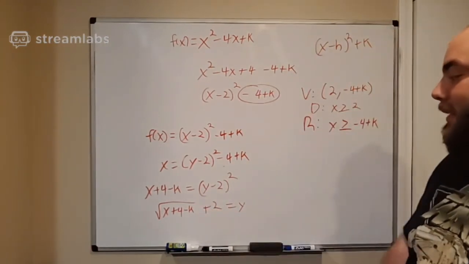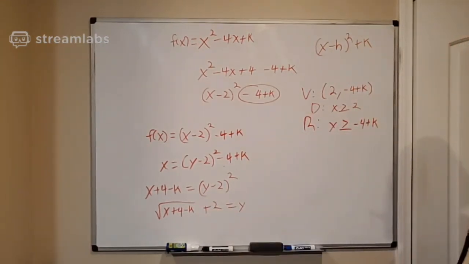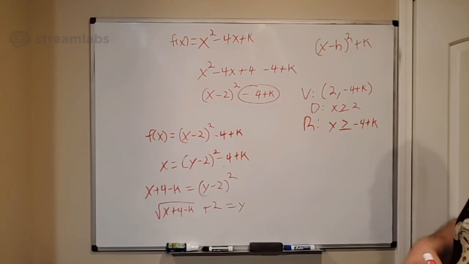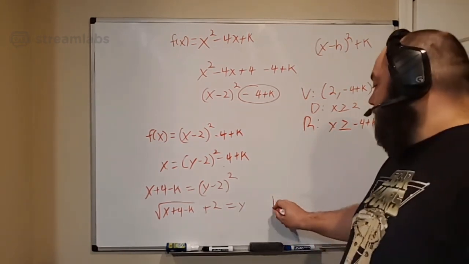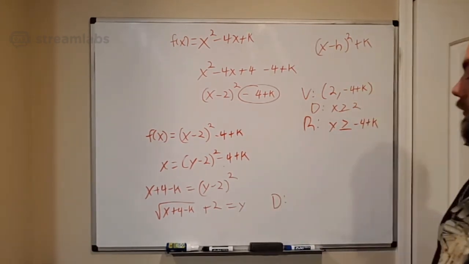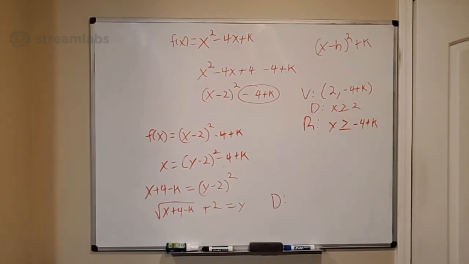Okay, and then what is my domain for the inverse? Because they do ask us for the domain. Somebody besides Michael, Miguel, or Thomas this time. Huh? I said, what is the domain? Somebody besides Michael, Thomas, or Miguel this time. x is greater than or equal to -4.